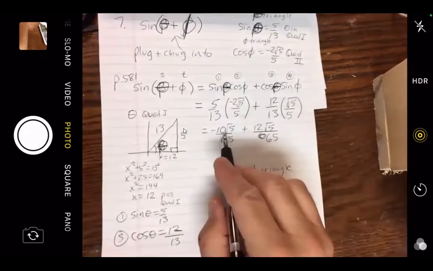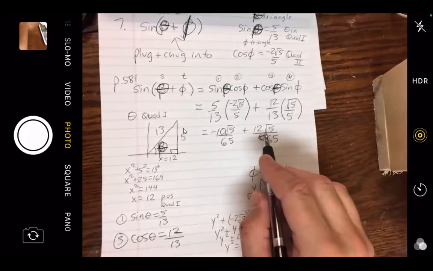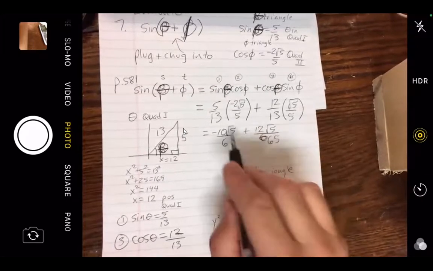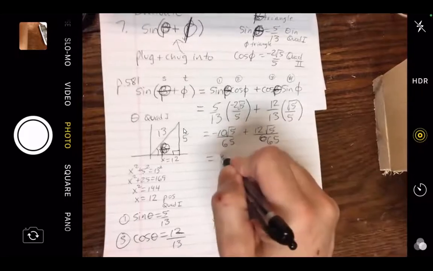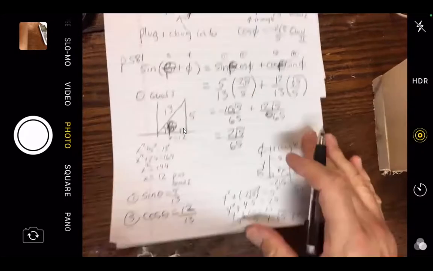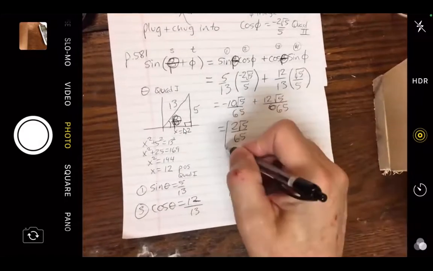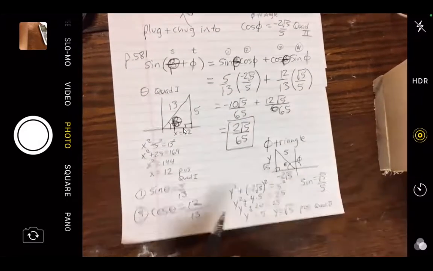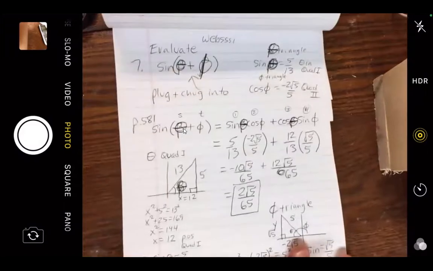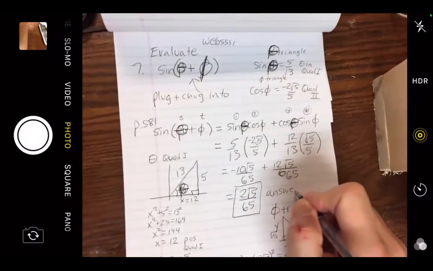A -10 √5, add 12 √5, that would be a +2 √5. Those are like terms, they've got the like root. That would be 2 √5 over 65. And since 2 doesn't cancel into 65, that's pretty much as far as you can go with it. That should be the answer, if they want an exact answer.